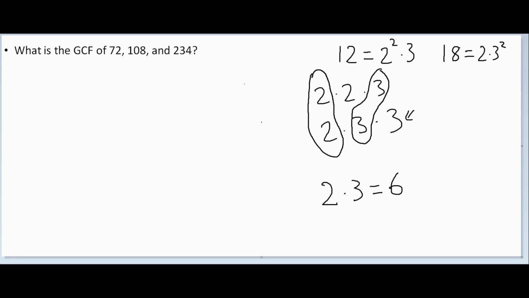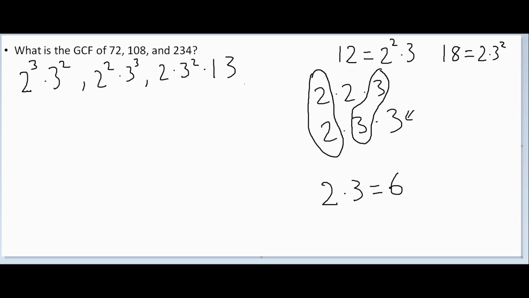Okay, so let's look at how we can do that with the harder example. And I'm just going to list these prime factorizations. So 72 is going to be 2 cubed times 3 squared. 108 is going to be 2 squared times 3 cubed. And 234 will be 2 times 3 squared times 13. So again, we're going to look through at all the prime factors that occur and pick the smallest exponent.